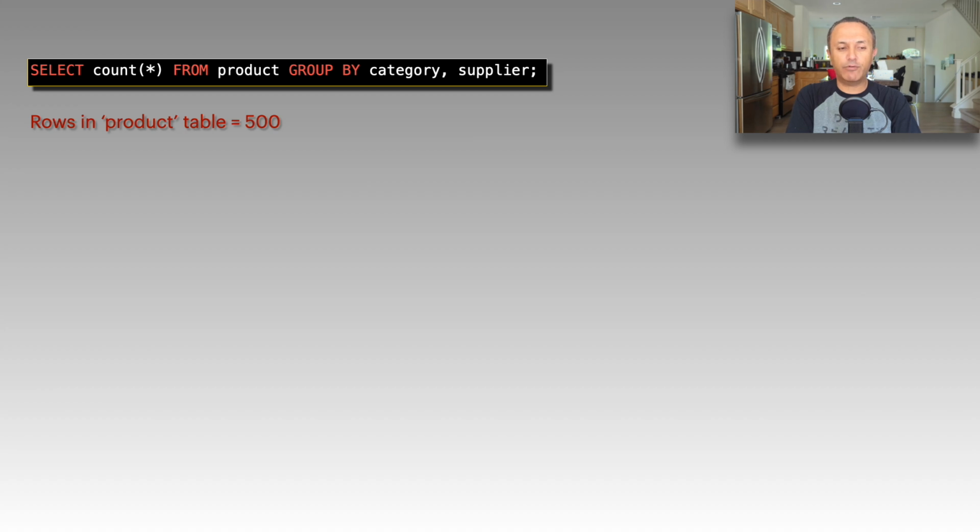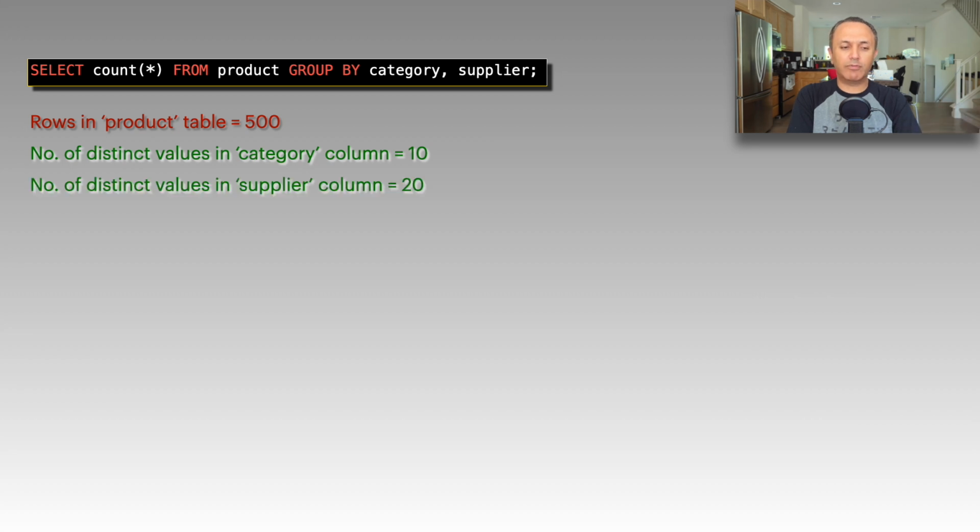We have the number of rows. We also have the number of distinct values for the category column. We have the number of distinct values in the supplier column. How do we get the number of combinations of categories and suppliers, right? As we have said before, whenever we are missing some information, we have to make some assumptions. So what assumption can we make here?